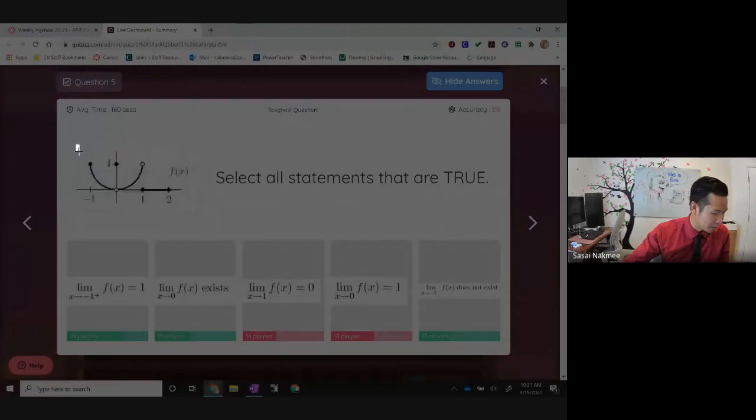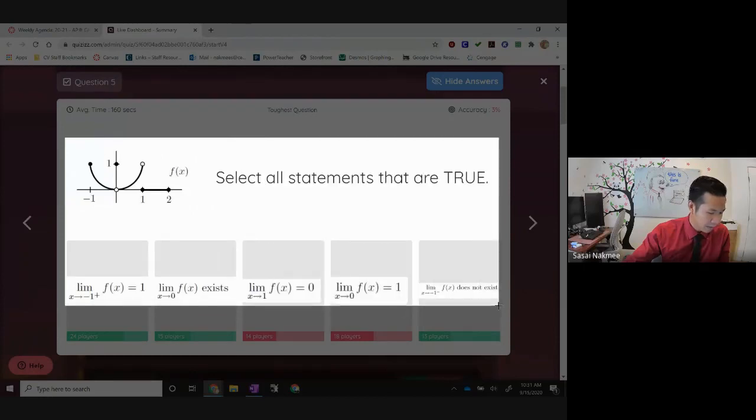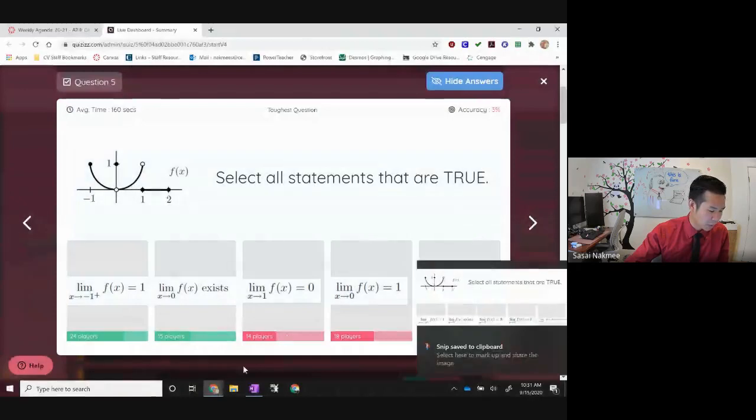I don't know how I'm going to screenshot that to get all of them. Let's do it like this, maybe. Yeah, that works. Let's get all of these and say which ones are true and which ones are not true.